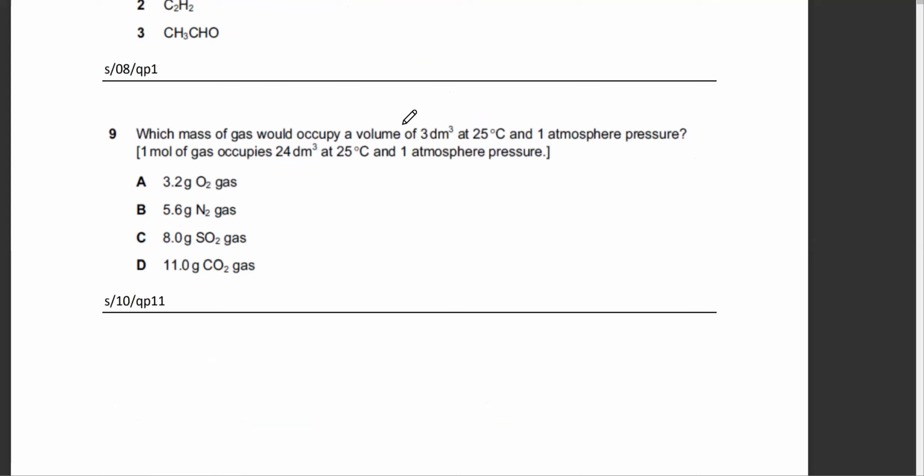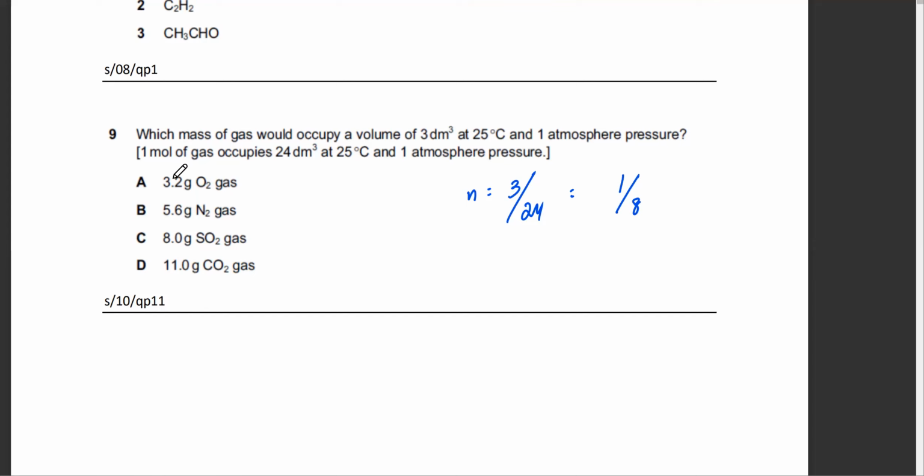Which mass of gas would occupy a volume of 3 dm cube at 25 degrees and 1 atmosphere? This is RTP, and he's already told you that it is 24 dm cube at RTP. So how many moles is this? This is 3 divided by 24, which gives you 1/8 or 0.125. So you get this value. Remember, if the gas has the same moles, it's going to occupy the same volume. So he's saying which mass of gas would occupy this volume.